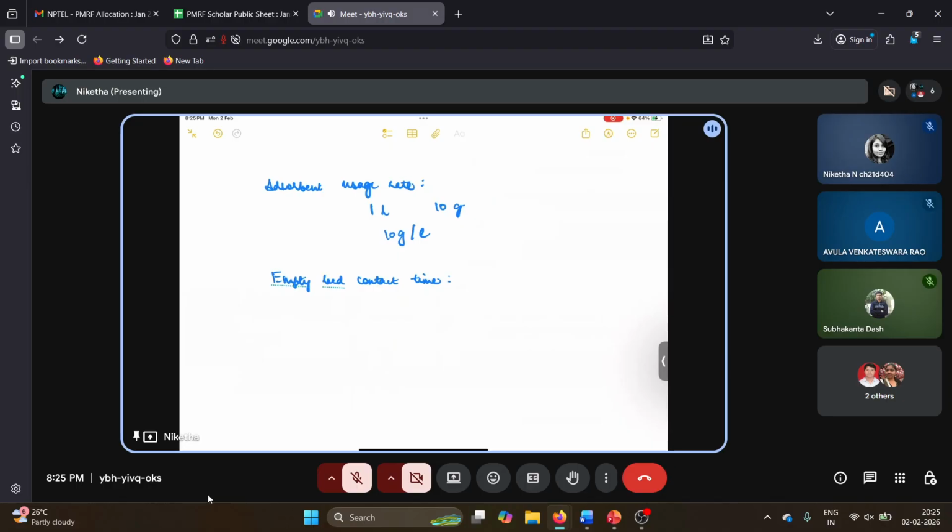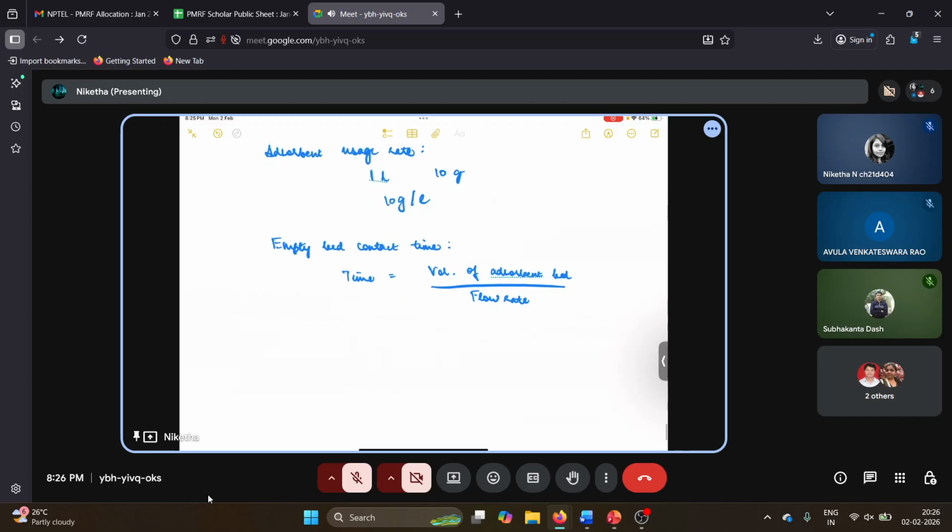What empty bed contact time means is the amount of time that the adsorbate will remain in contact with the adsorbent. This time is given as the ratio of the volume of the adsorbent bed divided by the flow rate. And then we have the specific throughput time, throughput volume.